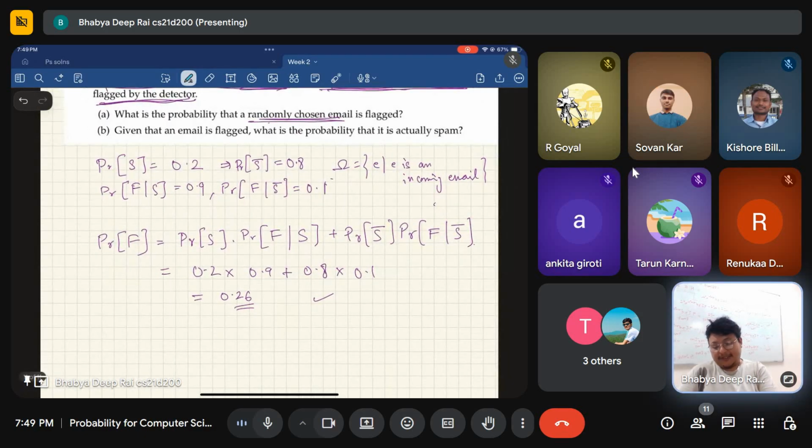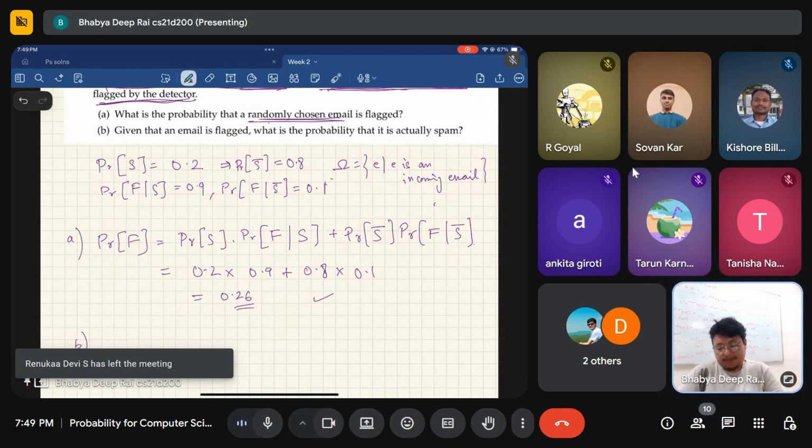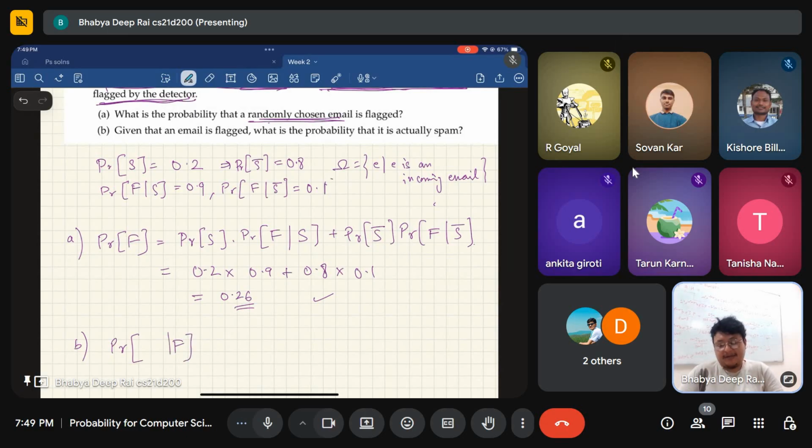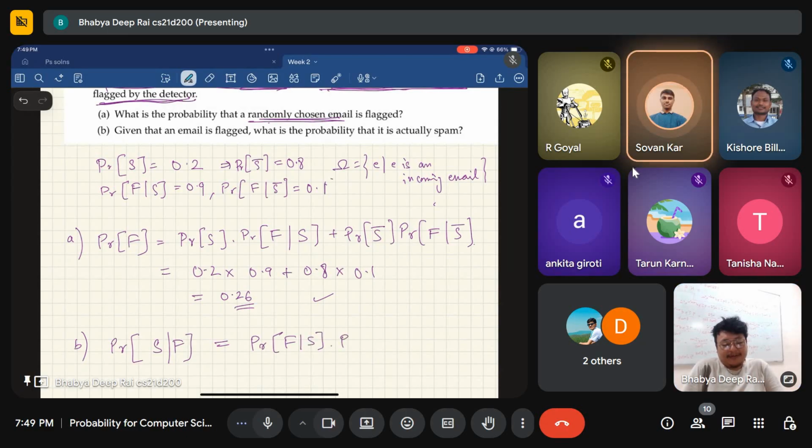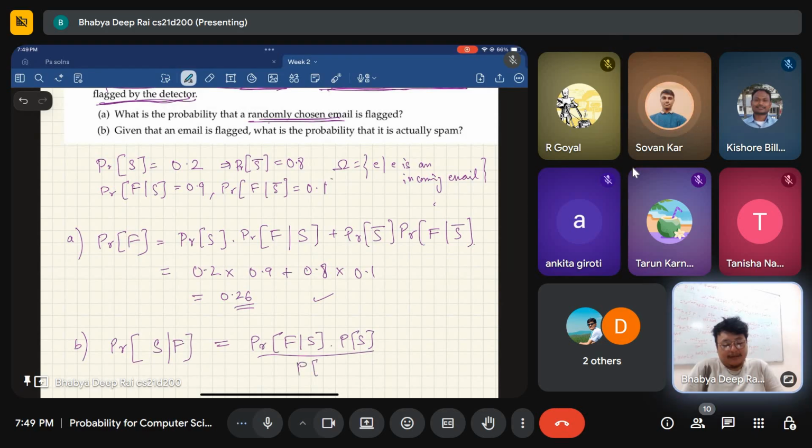So now the second part is the probability that an email is flagged, and what is the probability that it is spam? At this point we can use Bayes theorem, right? So the probability of flag given spam into probability of spam, divided by probability of flag. I think this is what you meant. So probability of flag given spam, what did we have? 0.9.